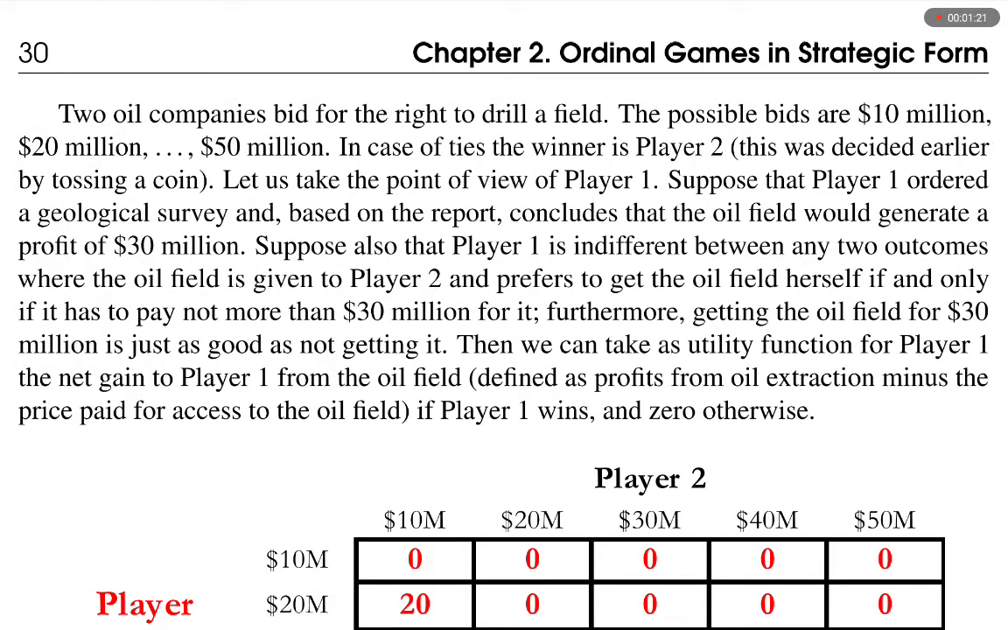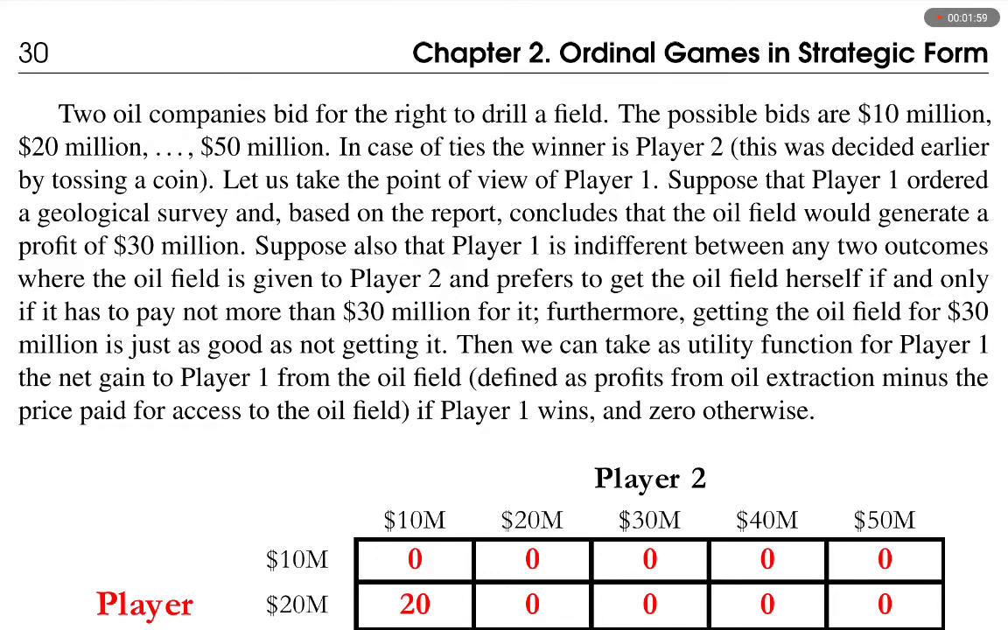Two oil companies bid for the right to drill a field. The possible bids are $10 million, $20 million, $50 million. In case of ties, the winner is player 2. This was decided earlier by tossing a coin. Let us take the point of view of player 1. Suppose that player 1 ordered a geological survey and, based on the report, concludes that the field would generate a profit of $30 million.